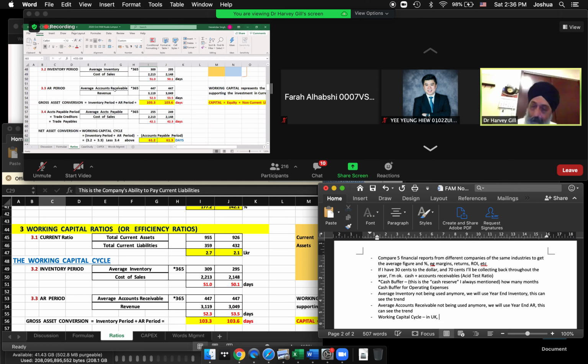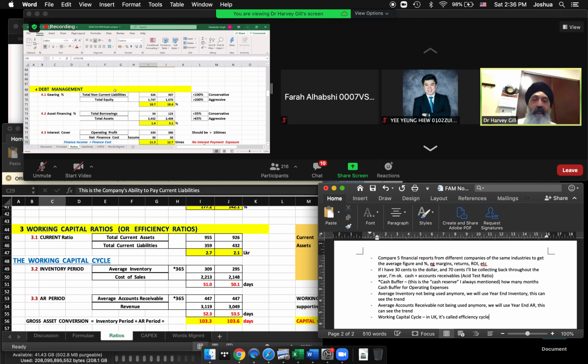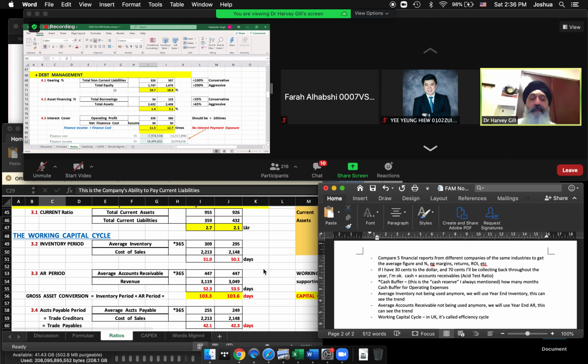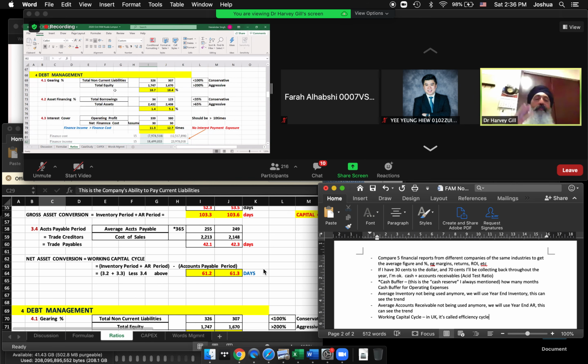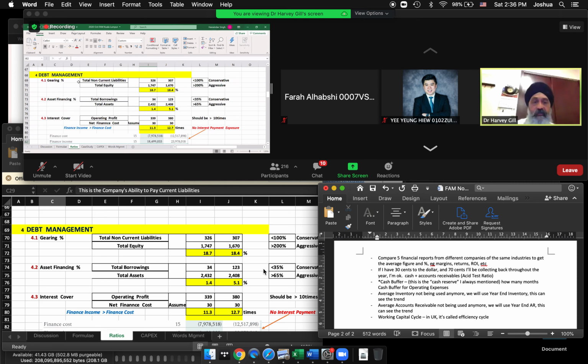Okay, all good? This is fairly straightforward stuff actually. And then we have debt management. In debt management, I am recommending to you to work out 3 ratios: gearing, asset financing, and interest cover.